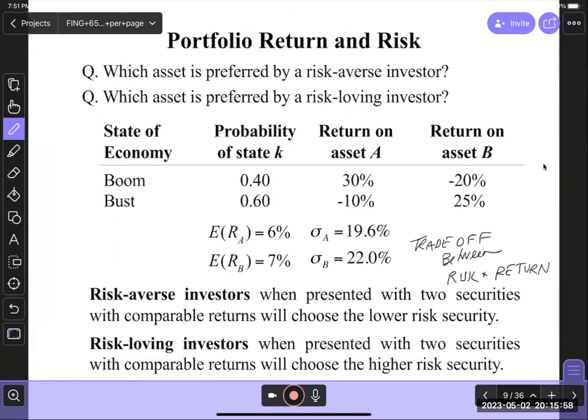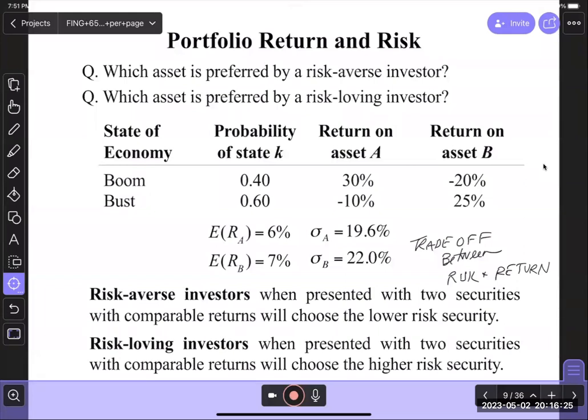And so when there's a trade-off, the one with the higher return also has a higher risk. We have to think about our risk tolerance. What are we ready for? What are we interested in? What's our goal? Well, if you're a risk averse investor, then when presented with two securities with comparable returns, we'll choose the one with lower risk.